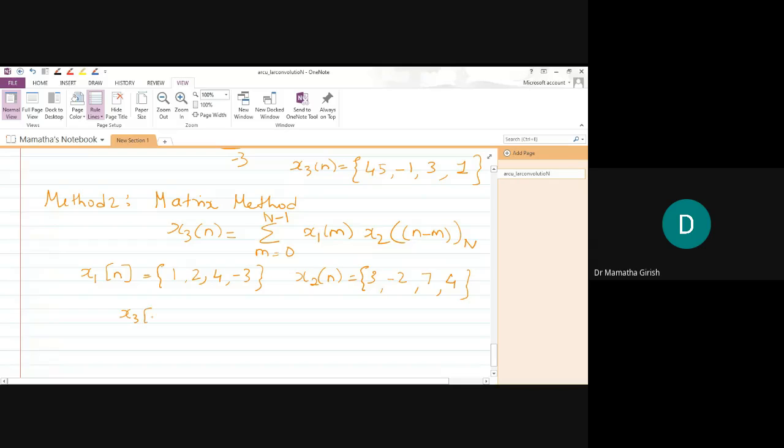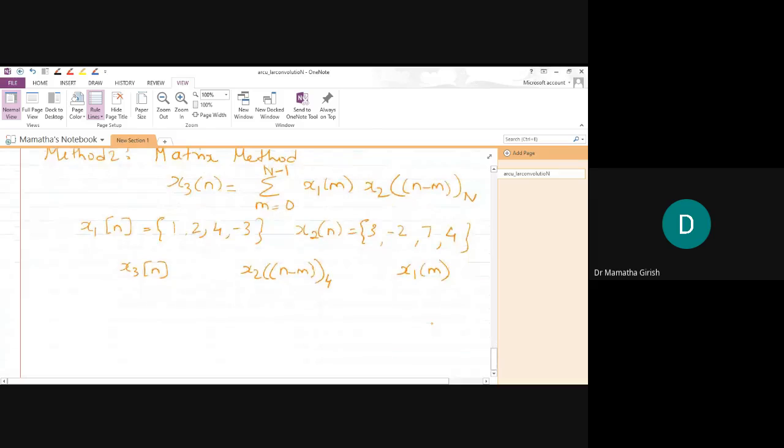x3 of n, the first column heading. The second column heading should be x2 of n minus m modulo. In our case, it is what? 4. Value of n is what? 4. And the first one is what? x1 of m as it is.